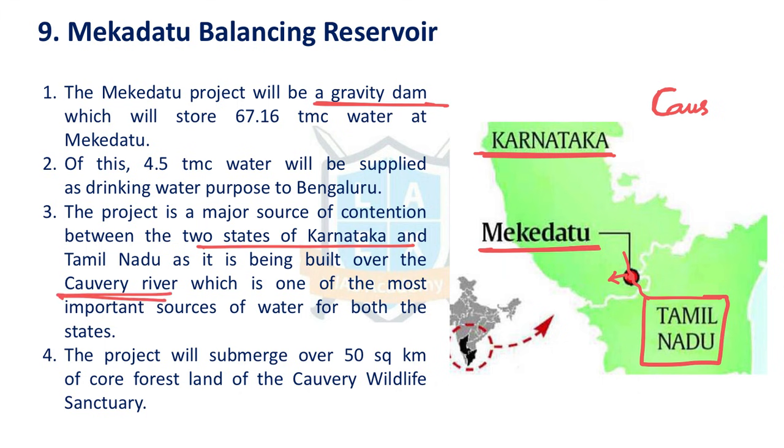This Mekedatu is located at the confluence of the Kaveri River and a tributary of the Kaveri. This also submerges part of the Kaveri Wildlife Sanctuary. That is why it is a controversial project now. This case is pending before the Supreme Court.